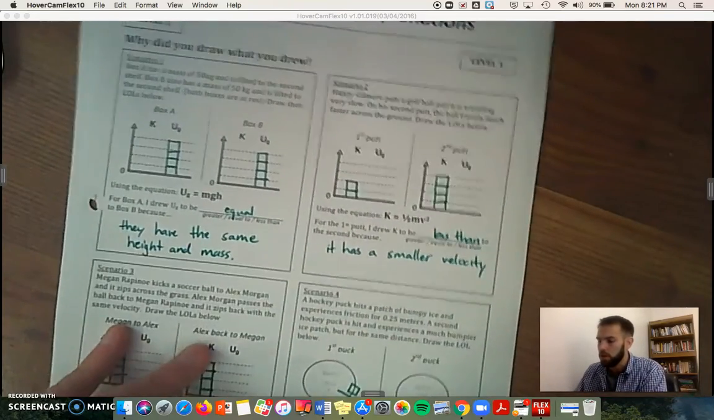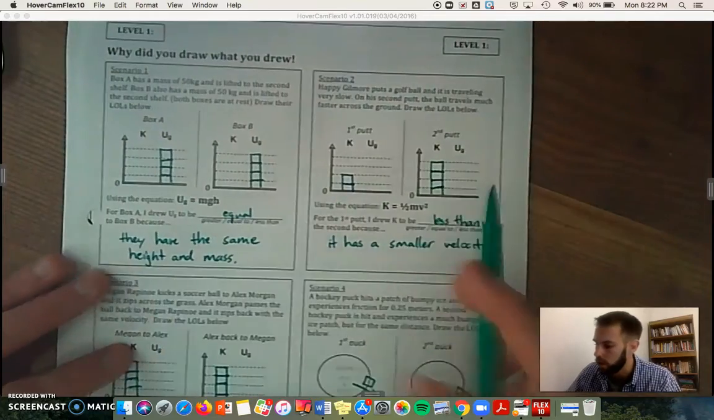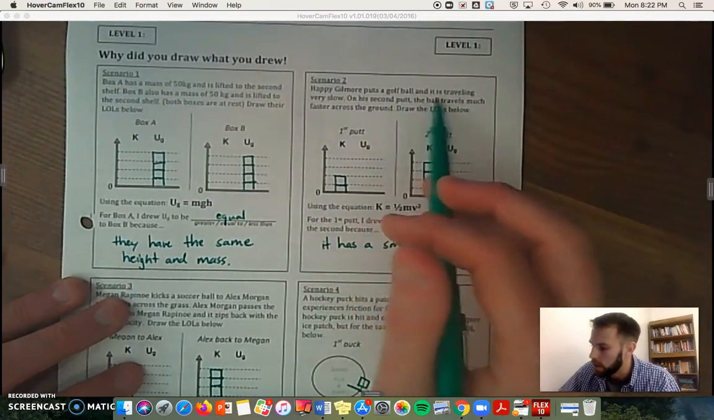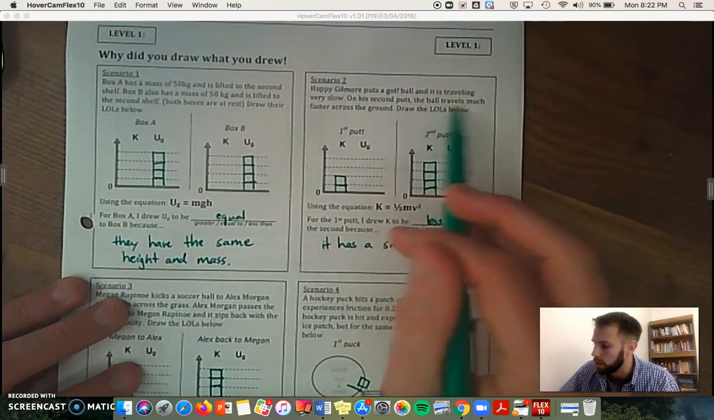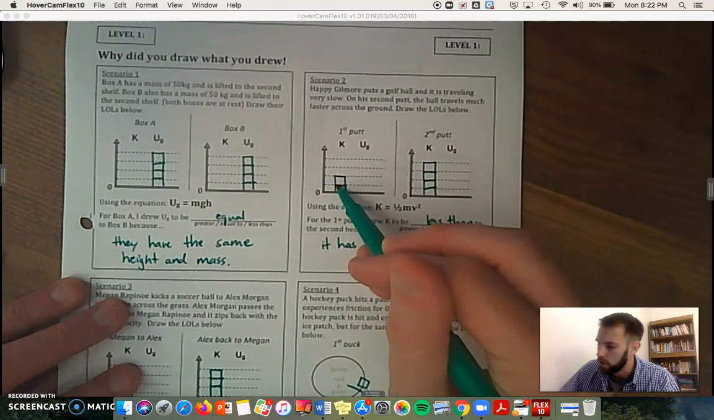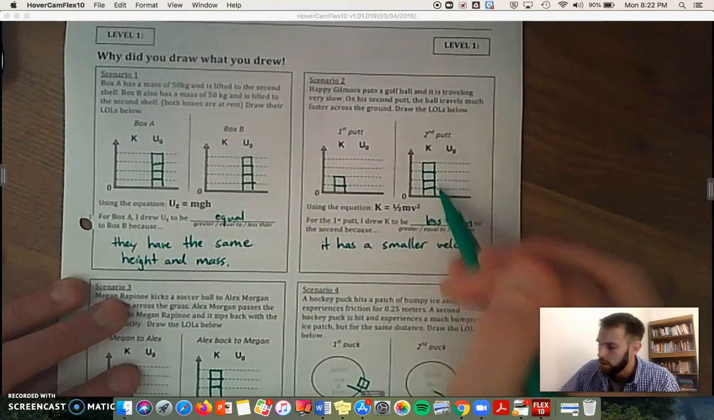Okay, so a few things just to go over. Scenario 2 talks about Happy Gilmore putting a golf ball. The first one travels slow, the second one travels faster. So it says to draw your LOL, so it's traveling on the ground. And I drew 2 blocks of K here, 4 blocks of K here.